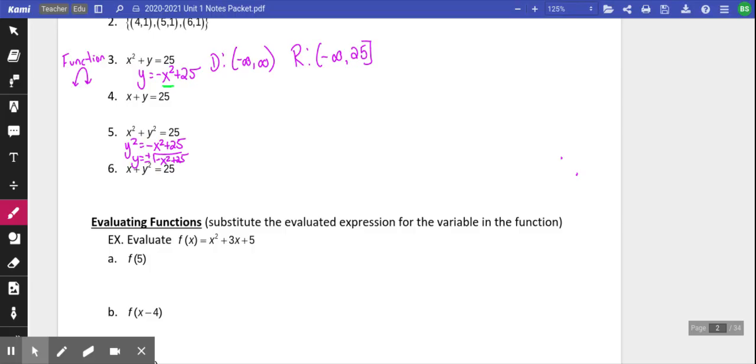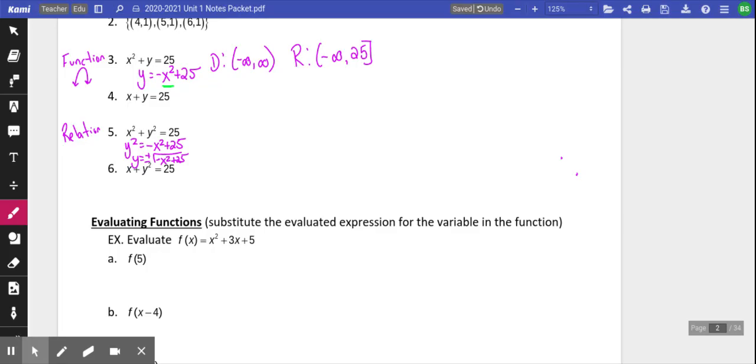So you have the positive and the negative, which gives you two answers. For every x value you plug in, you have a positive and a negative. So that automatically makes this a relation. You can try it out yourself if you plug in an x value. All right, good. So that's the first piece.